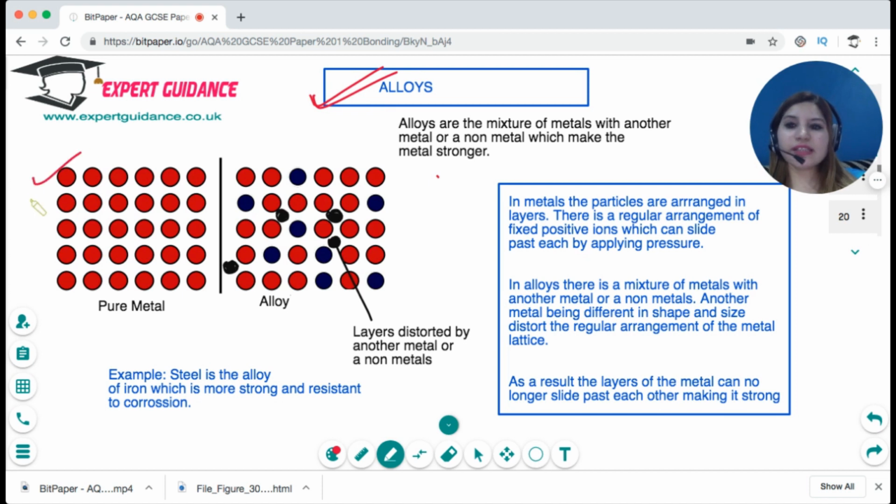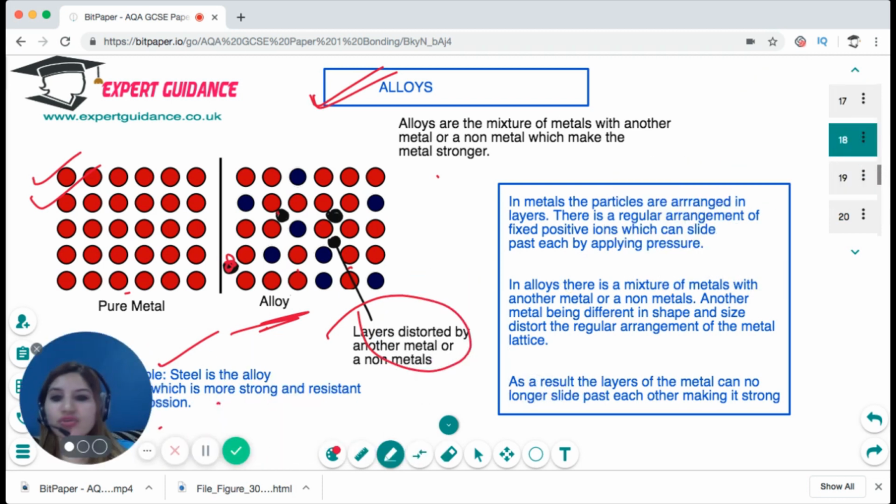Next is a very important concept of an alloy. You can see this is a pure metal having a layered structure. When you mix it with another metal or a non-metal being different in size, it interlocks these spaces so the metal layers can no longer slide over each other. Example, steel is an alloy of iron, which is stronger and more resistant to corrosion.